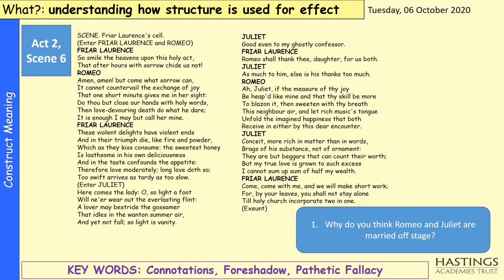Okay, so the last scene we're going to read today is Act 2, Scene 6. As you can see on the screen there, it is a very short scene. This is the whole scene. It's the scene just before Romeo and Juliet are about to get married, and Friar Lawrence gives them a bit of a warning. So it starts off in Friar Lawrence's cell.